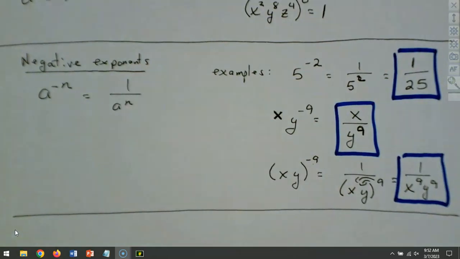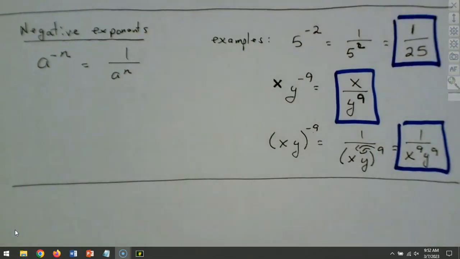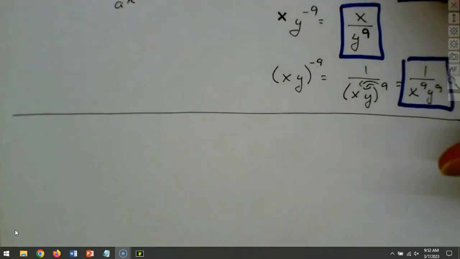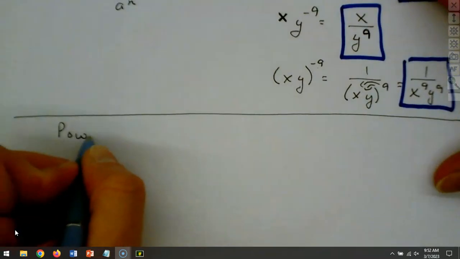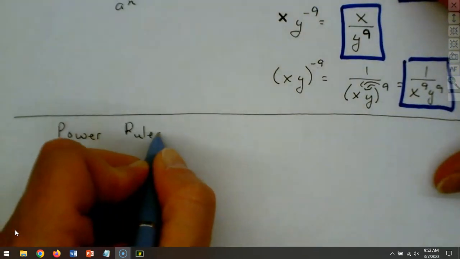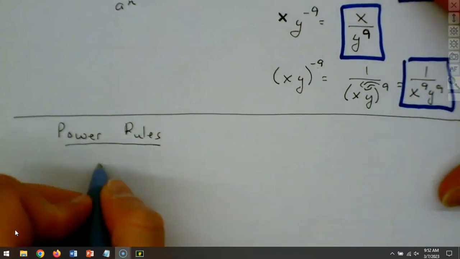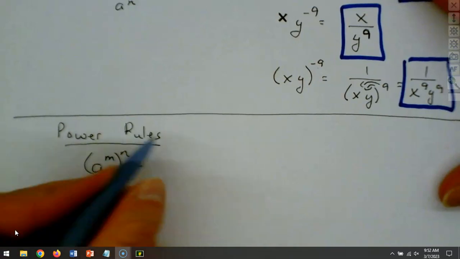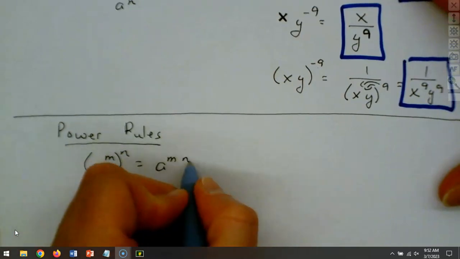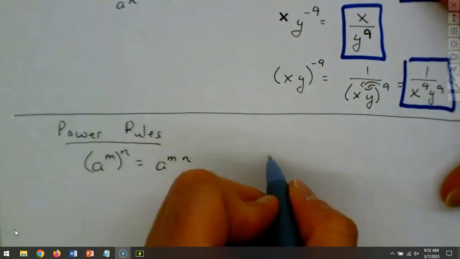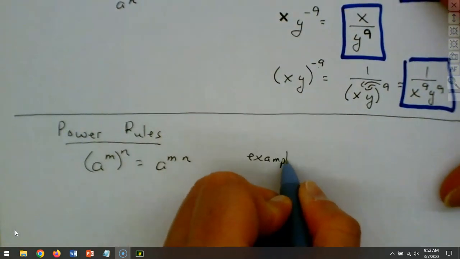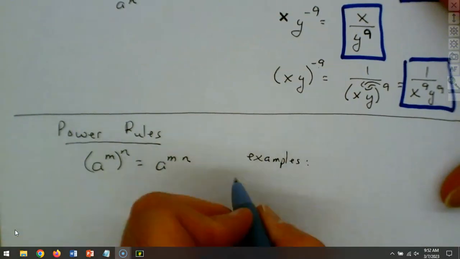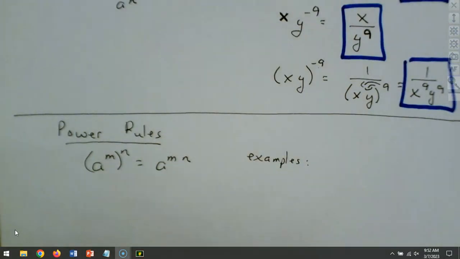Now, we do have some power rules to look at as well. And there's several different power rules. We're going to go through some of these just to make sure we know how the powers work. And power rules work with parentheses. A power rule says a to the m to the nth power is a to the m times n. So now we're going to look at some more complicated examples. Because the power rule is all pretty much the same.